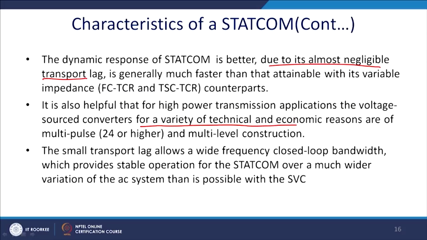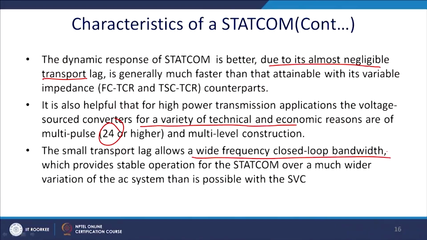It is also helpful that for higher power transmission applications, the voltage source converters, for a variety of technical and economic reasons, are multipulsed. Why? Because you can reduce the THD. We know that if you have a 6 pulse converter, then it is 6n plus minus 1 harmonic content, and thus you make it 24 pulse. So, you definitely eliminate the higher strength lower order harmonics. So, for the harmonic consideration we prefer the multipulse converter.